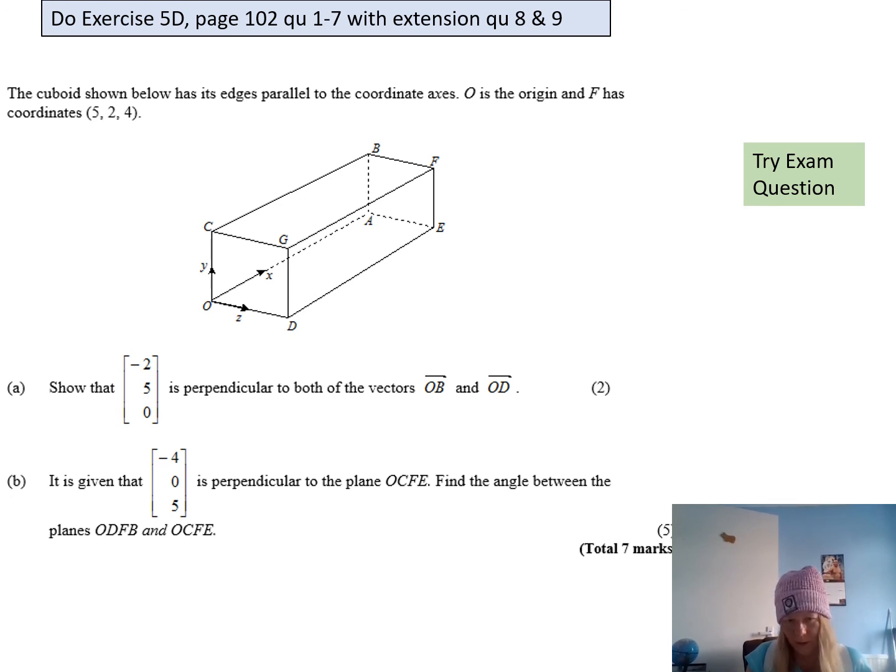There's something to think about. And B, it is given that it is perpendicular to the plane. Find the angle between the planes. Well, I'll leave you to have a think about those. And when you're ready, you can unpause and have a look at the answer.